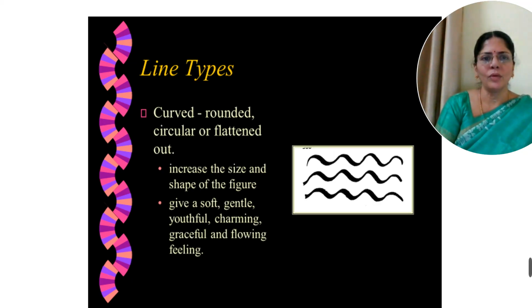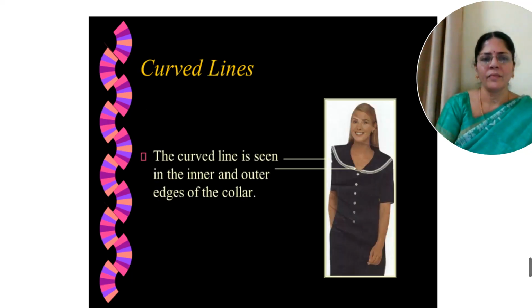Curved lines are rounded, circular or flattened out. They increase the size and shape of the figure. They also give a soft, gentle, youthful, charming, graceful and flowing feeling. In this picture, the curved line is seen in the inner and outer edges of the collar.